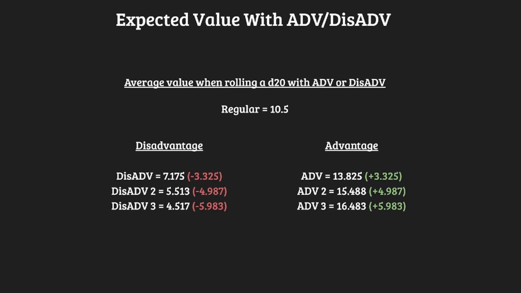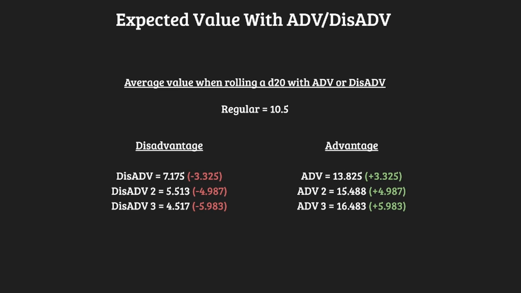So what's the average value when rolling a d20 with advantage or disadvantage? Remember, our regular average value or expected value is 10.5. If I have disadvantage, the expected value is 7.175. If I have disadvantage 2, it's 5.513. I'm rounding the values a little bit here. And disadvantage 3 is 4.517. In red here, I've shown the amount that the expected value is decreasing. So you're losing about 3.325 on the dice when you're rolling with disadvantage.